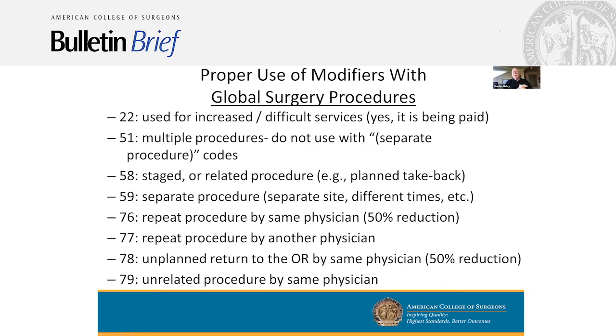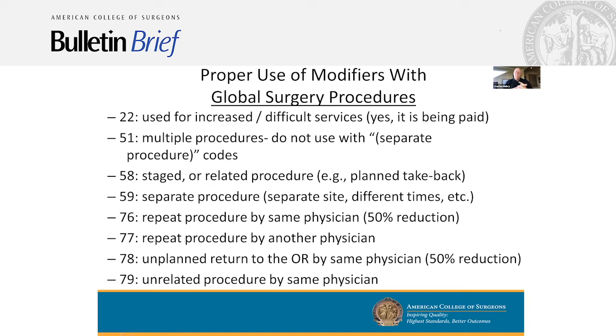I usually divide those into the groups of the 20 series modifiers, the 50 series modifiers, and the 70 series modifiers. Okay, so what are those used for? Well, the 22 modifier is used to describe that, let's say, a laparoscopic cholecystectomy is unusually difficult and requires more than the typical work and time.